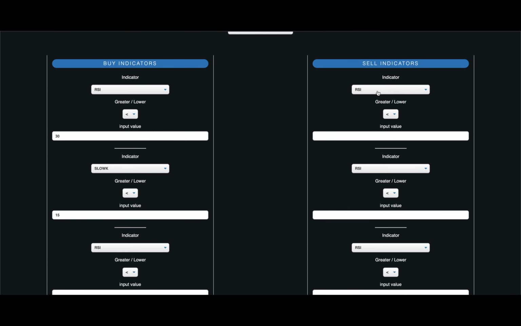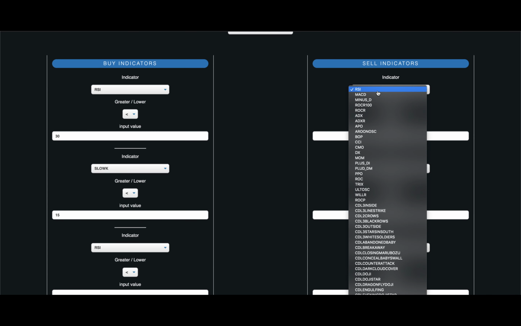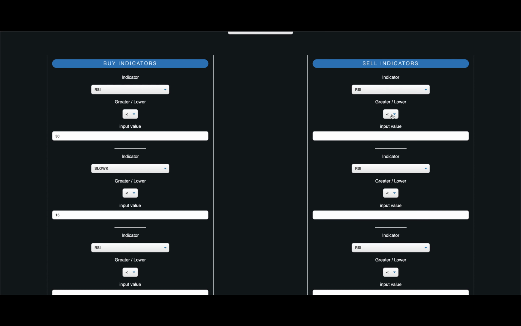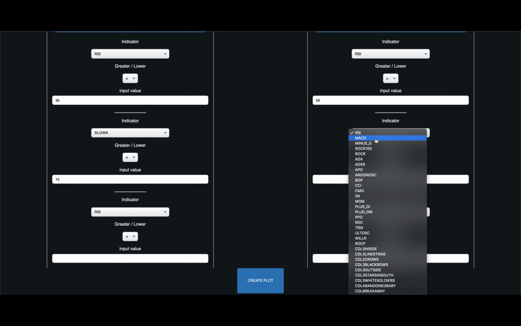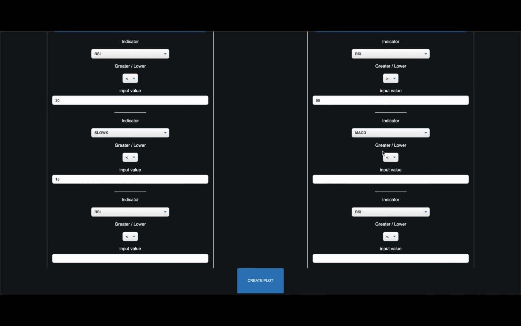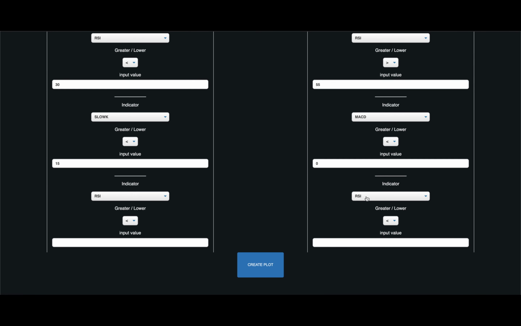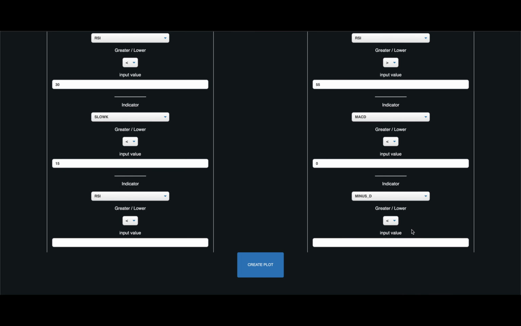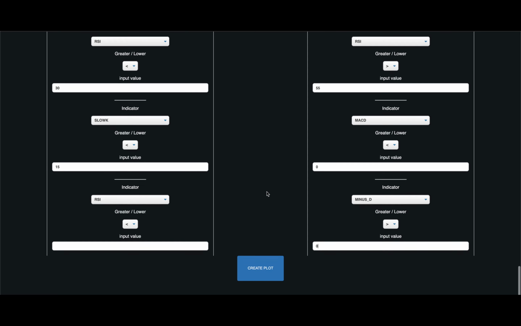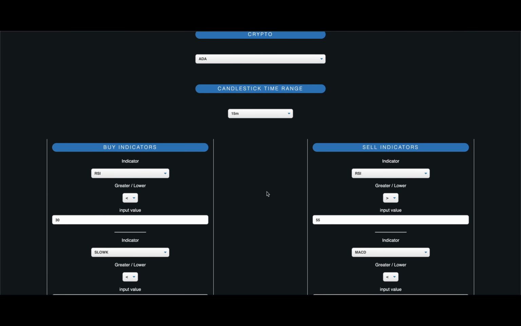Next, sell indicators. For the sell indicators, let's insert still RSI, and let's keep it greater than 55. Another sell indicator is gonna be the MACD, which we want to be less than 0. And here let's put the third indicator. We can pick maybe the -D, and this one set it more than 0.